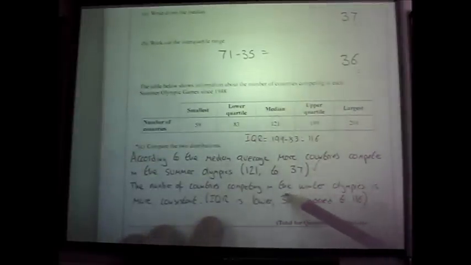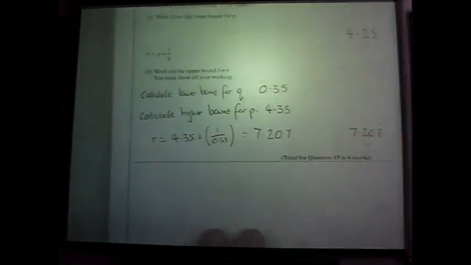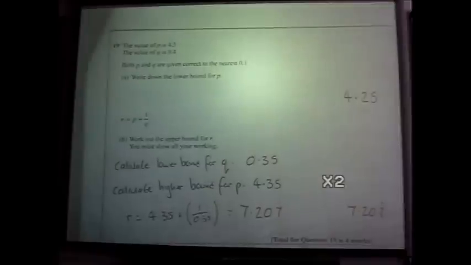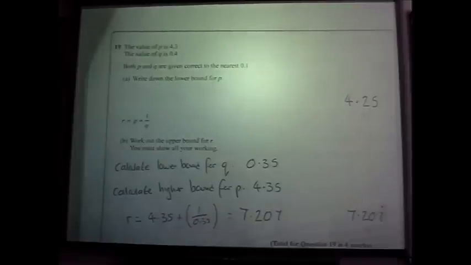So this one is more consistent, and that's for the Winter Olympics. So you can say that. Question 19. Right, this is a bounds question. The value of P is that, and Q is that, and then to the nearest 0.1, write down the lower bound for P.